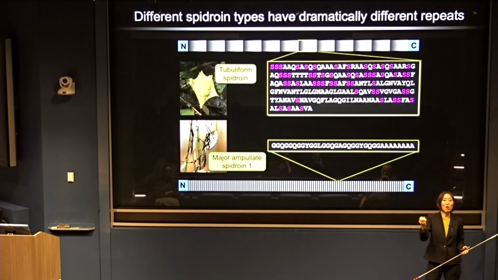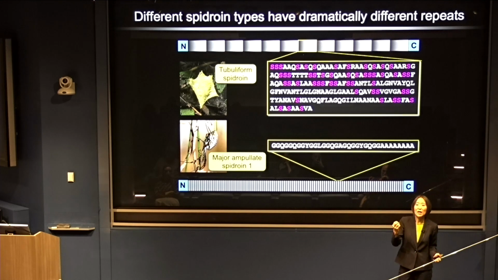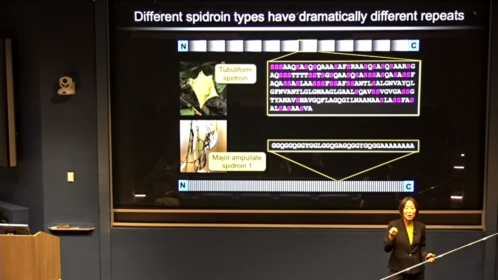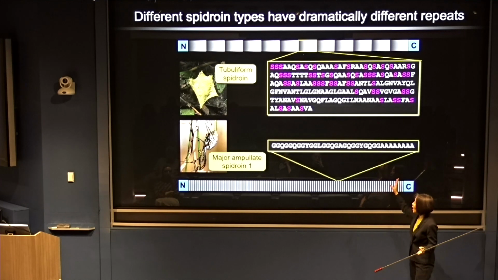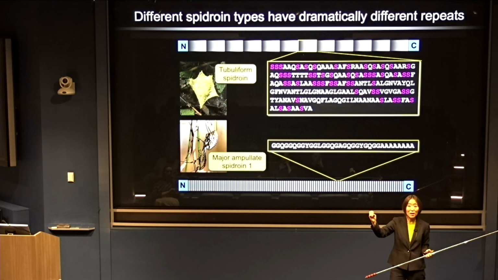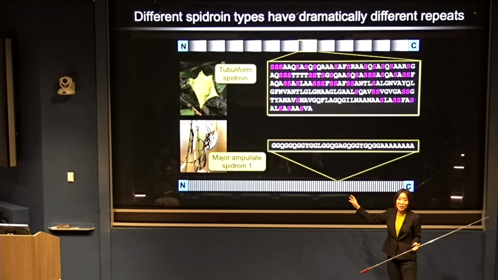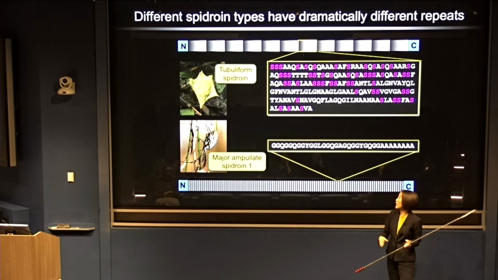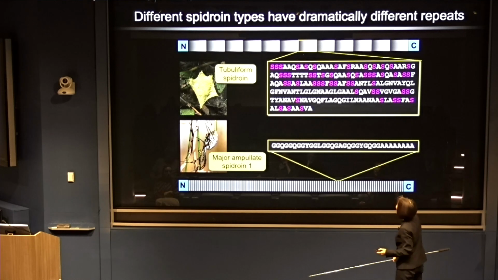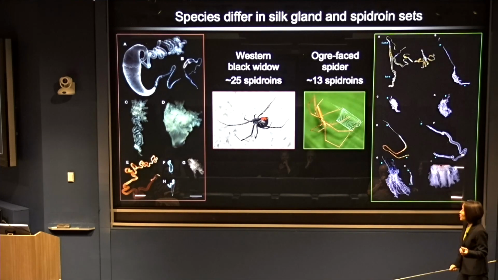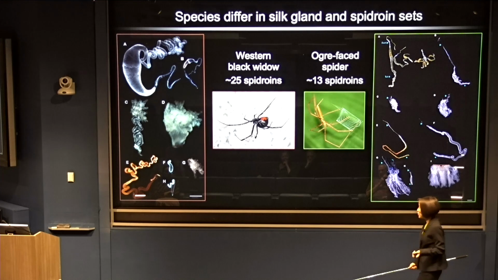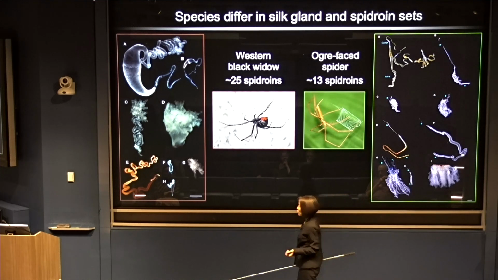And that also is all part of really trying to understand structure-function relationships here. So when you think about how these fibers, how these spidroins might interact with each other to make a fiber, if your repeat units are radically different in sequence and length, that has some implications for how fibers can get formed and what their properties would be.